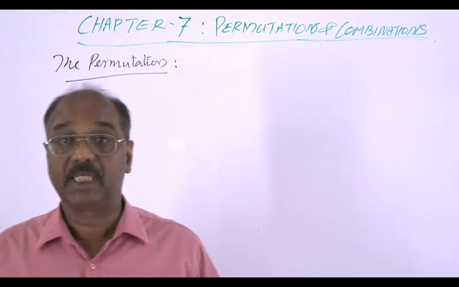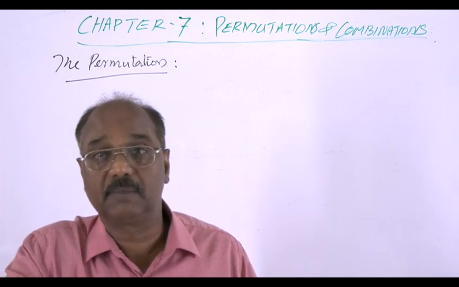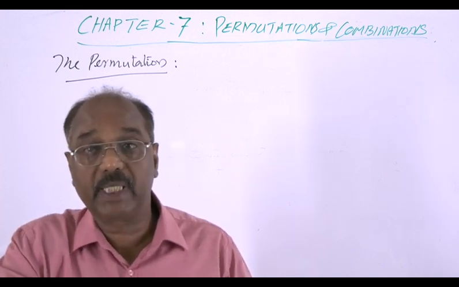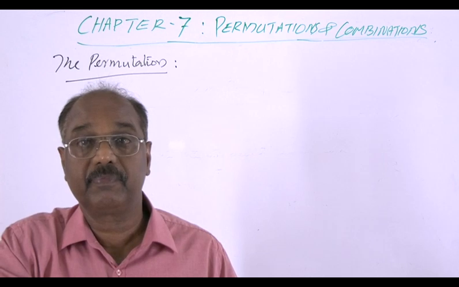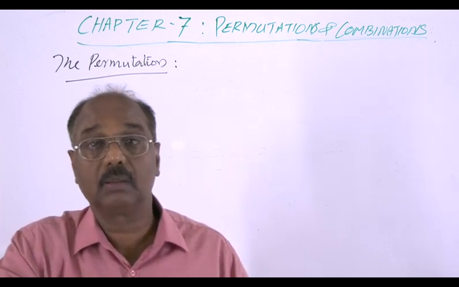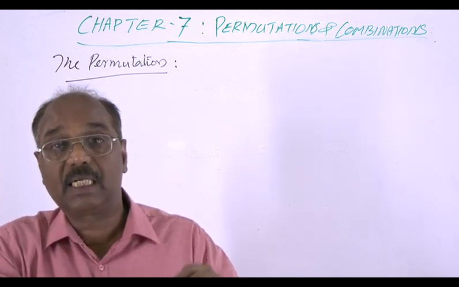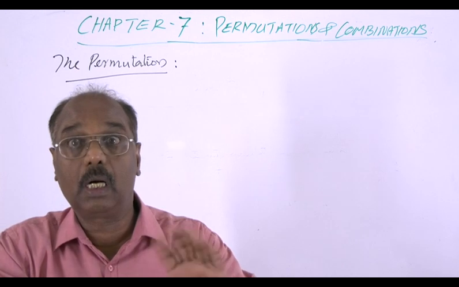Now, permutation. The definition of permutation is this. A permutation is an arrangement in a definite order of a number of objects taken some or all at a time.